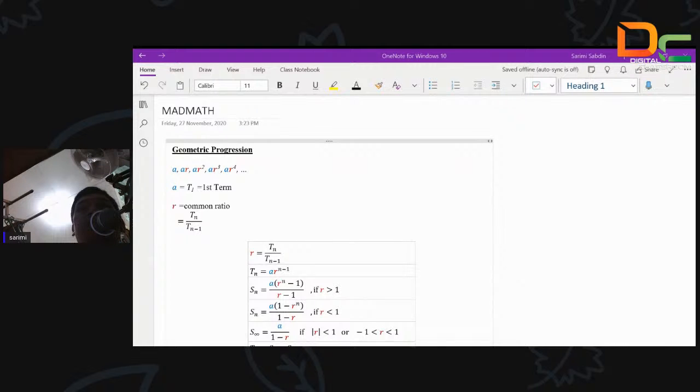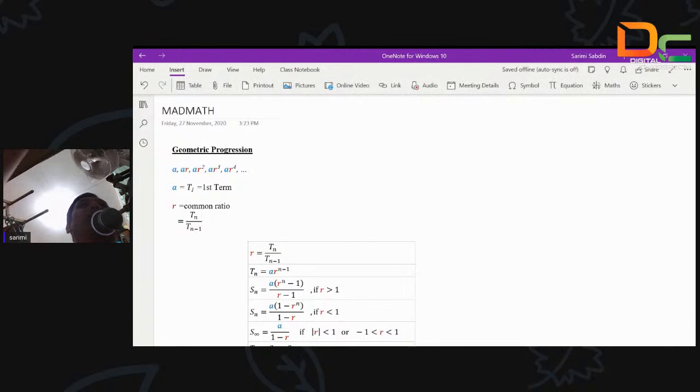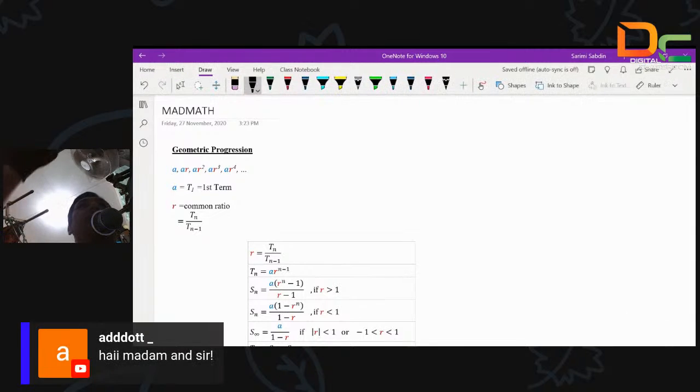Alright, so the topic for tonight is geometric progression, which is one part of sequence and series. In this part, geometric progression is about a progression. Sometimes we call it a geometric series. So do you know what is the difference between progression, sequence, and series? Are they the same or are they different things?